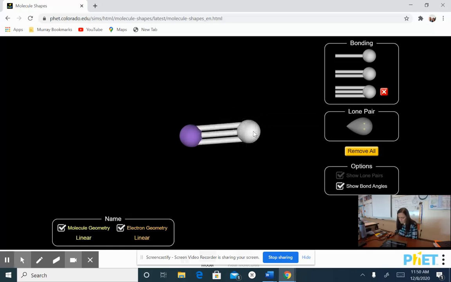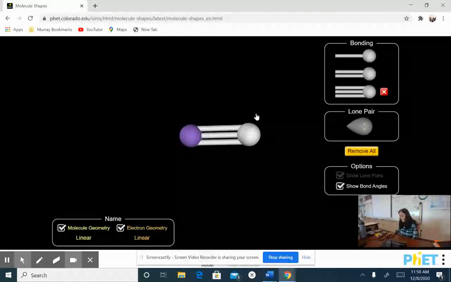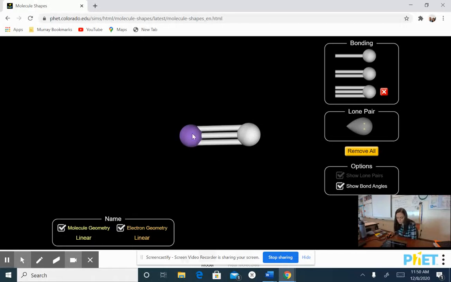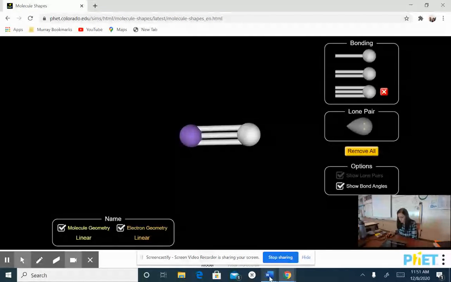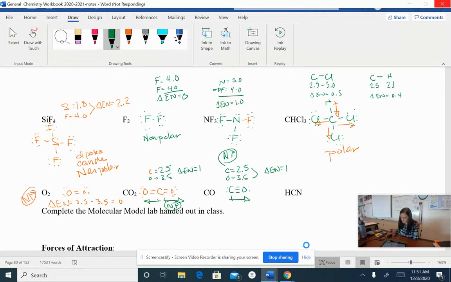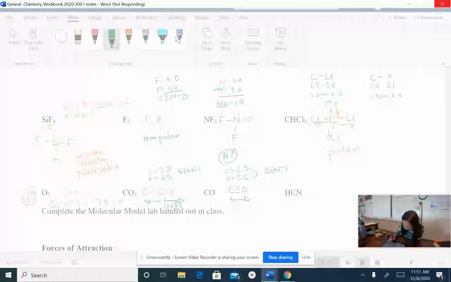We're going to pretend that the gray is the oxygen and the purple is the carbon. So we said that the electrons were pulled towards the oxygen. That means this oxygen end is going to have more than its fair share of electrons, so it's going to be negative. And the carbon won't have as many electrons as it should have if it was sharing evenly, so this is going to be positive. So indeed, this will be polar.